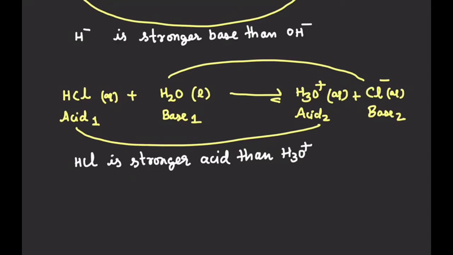So in aqueous medium, when we say a strong acid, basically we are saying an acid whose dissociation constant is greater than that of the H3O+ ion. And in aqueous medium, when we say a strong base, we say it because the Kb of that base is greater than the Kb of OH-, and Kb of OH- is 1000 by 18.